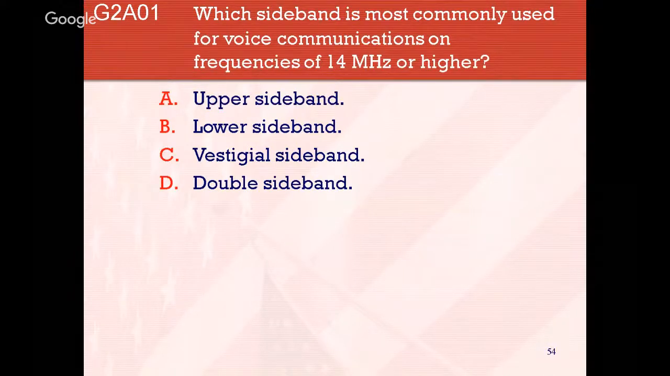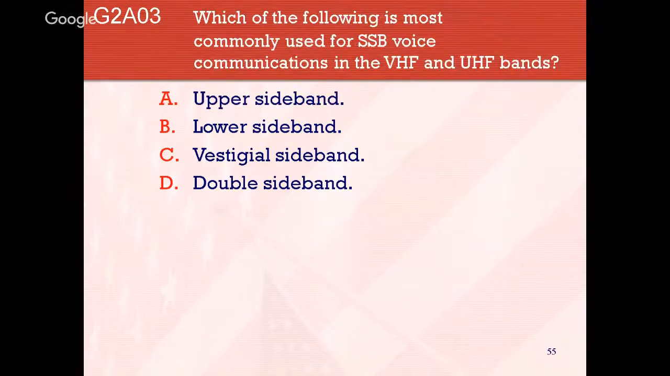Which sideband is most commonly used for voice communications on frequencies of 14 megahertz and higher? Well, we just covered that. Again, upper sideband. Simple stuff, very practical stuff. Which of the following is most commonly used for single sideband voice communications in the VHF and UHF bands? Again, we're above that 20 meter band. Again, we're using upper sideband even for VHF and UHF.